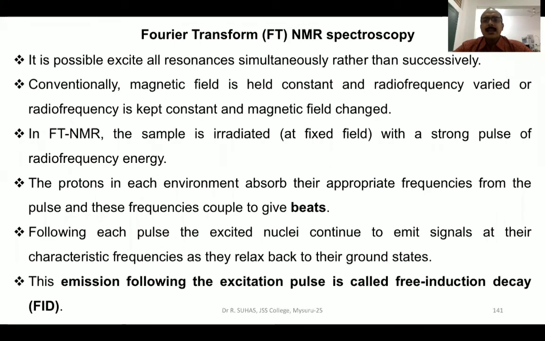As I said earlier, in CW NMR, we keep the magnetic field constant and the radio frequency is varied, or the radio frequency is kept constant and the magnetic field is changed. Whereas in FT-NMR, you won't see that. You will see that the sample is irradiated at a fixed field with a strong pulse of radio frequency energy. When that is done, you are supplying more energy to the molecule at a constant speed.